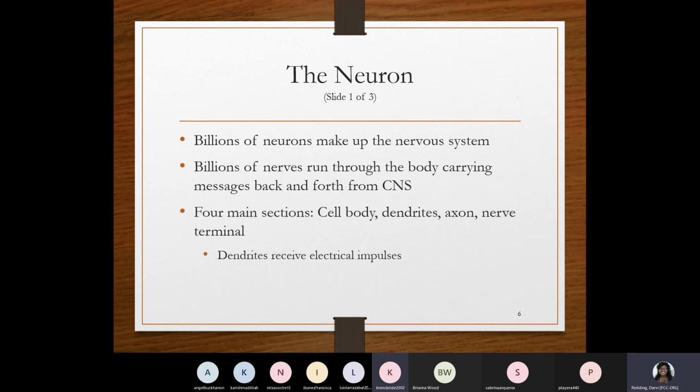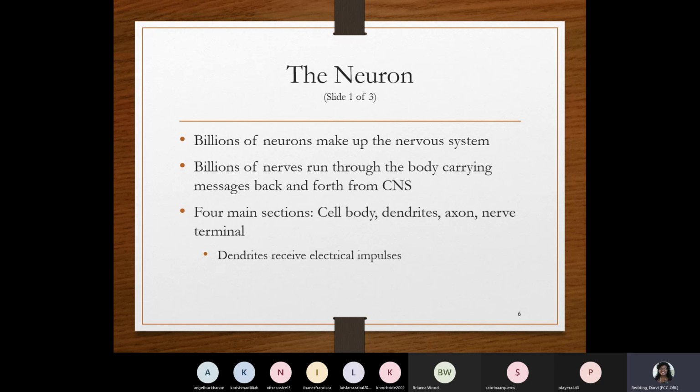So one of the first things we're going to go over in regards to the nervous system is understanding the neuron. Inside of the neuron, we have billions of neurons that make up the nervous system. With the billions of neurons that run through the body, they carry messages back and forth from the CNS. Inside of our body, we have four main sections inside of the neuron. You have the cell body, the dendrites, the axon, and the nerve terminal.